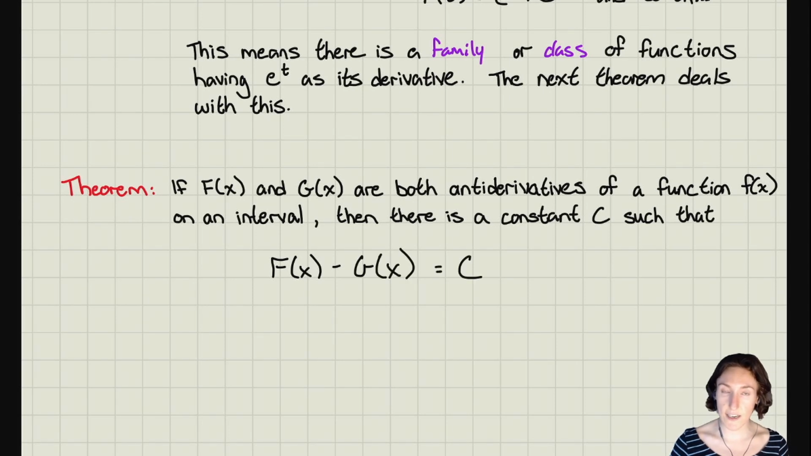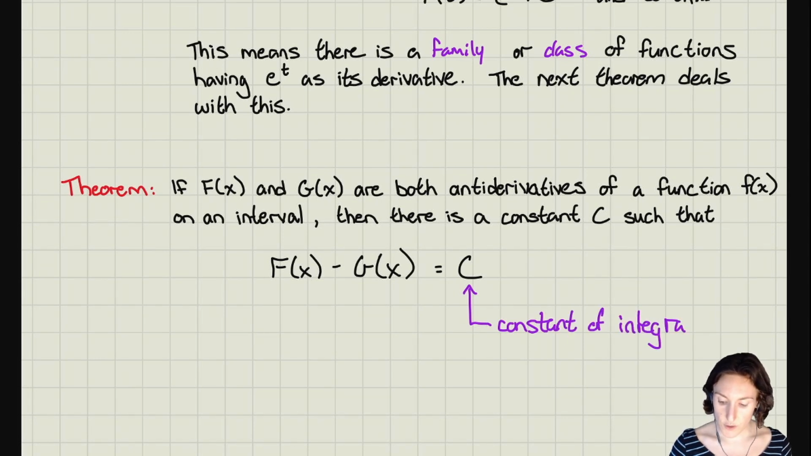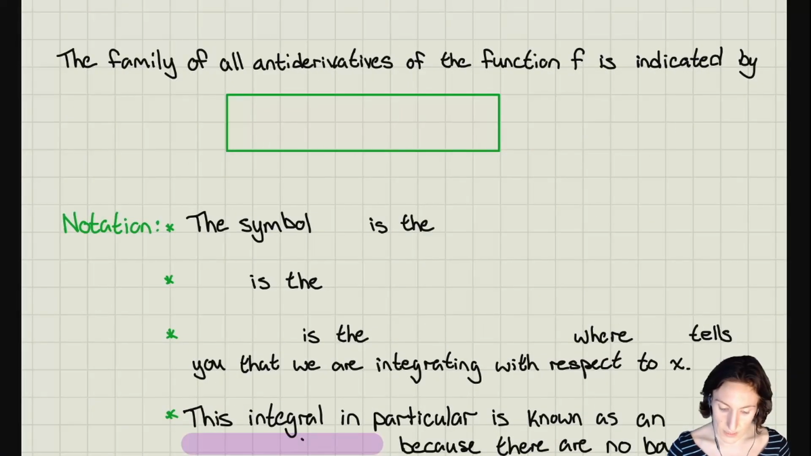And this constant, in integral calculus, has a specific name. This is called the constant of integration. So what's the punchline? Antiderivatives are unique up to a constant. That's another way to phrase this. Now, mathematically speaking, notation-wise, how do we write down the family of all antiderivatives for a particular function? This is where the integration sign comes in.